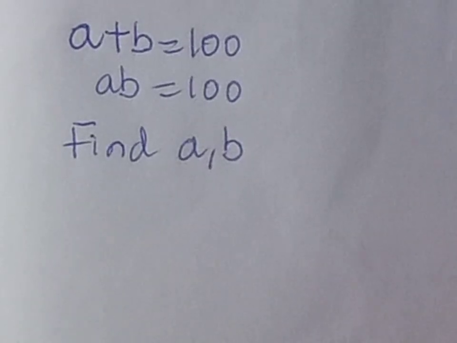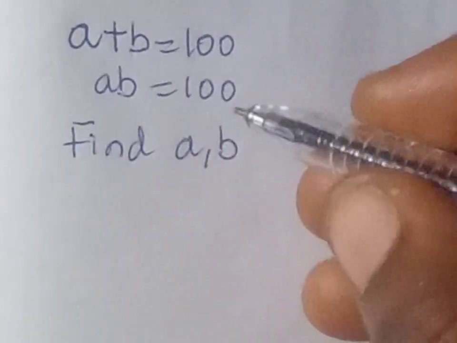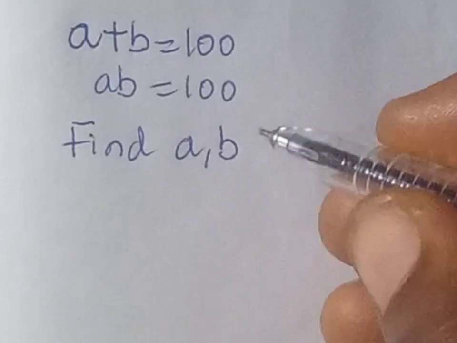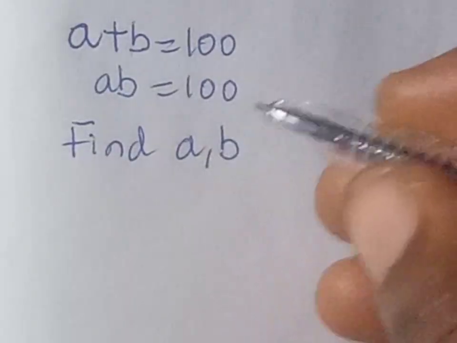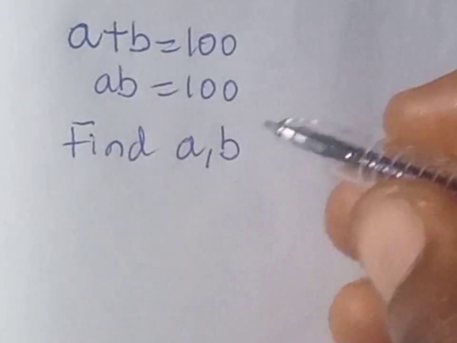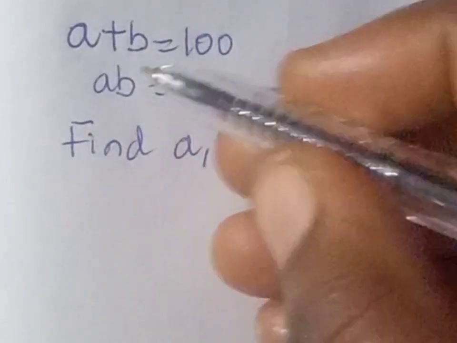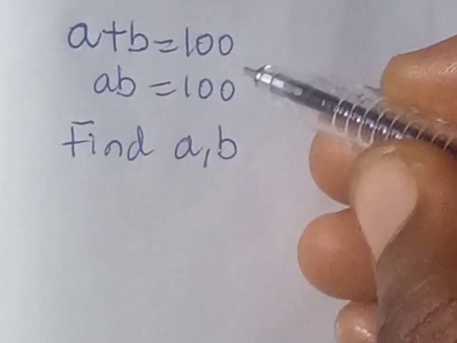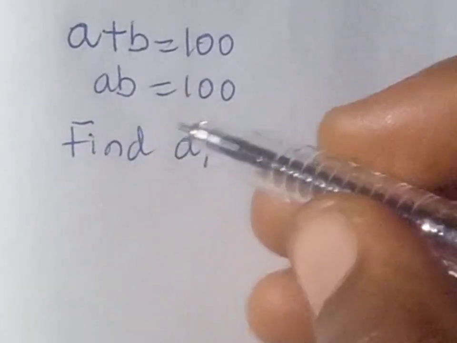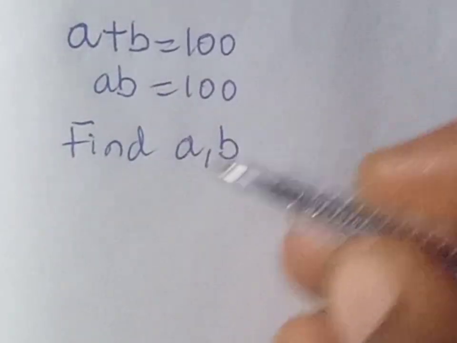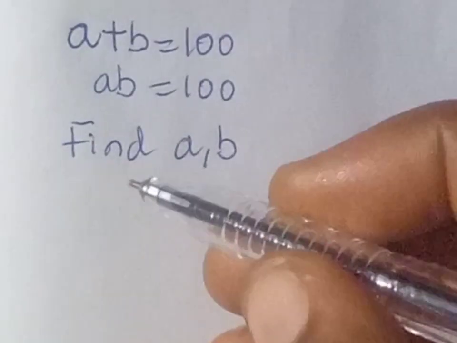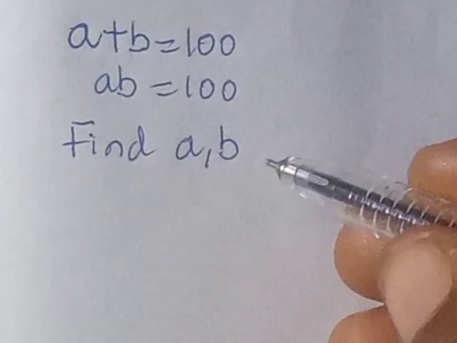Hello everyone. This question looks incredibly simple, but many people get stuck because they don't know the hidden algebra trick. Given that a plus b equals 100 and a times b equals 100, the question says find a and b.